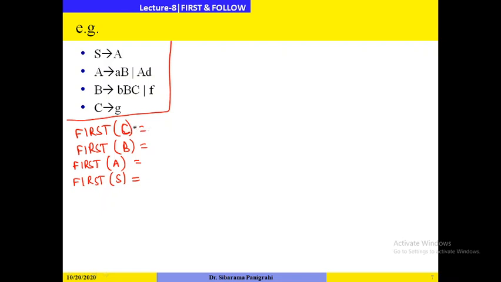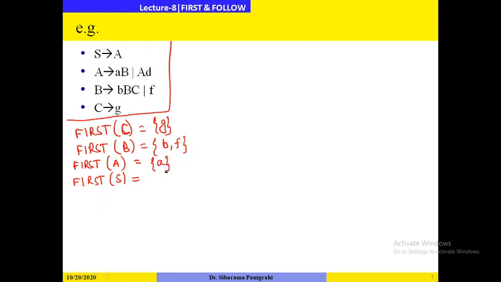So it's that easy, right? So first of C is G, I hope all of you have got that. What is first of B? I want answers from your side. B and F. Yes. Very good. What is first of A? It's that easy.